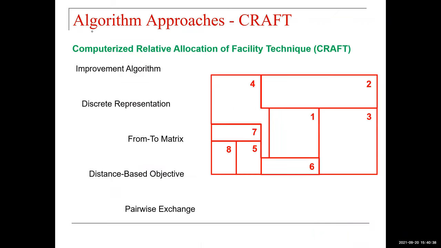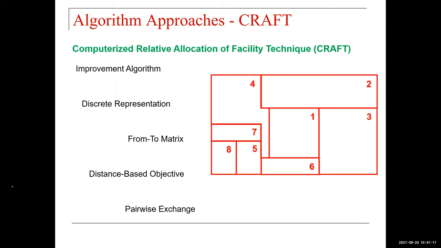So let's talk about CRAFT. CRAFT stands for Computerized Relative Allocation of Facility Technique, okay? So this algorithm is an improvement algorithm, which means that you need to start with something. There's a facility already in place and you are trying to improve that facility. So it's not a construction algorithm, right? We talked about the difference between those two. So instead of starting from scratch, you are starting with an initial solution and then you're trying to improve that solution using the algorithm.